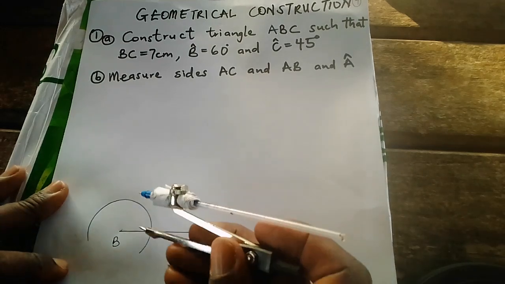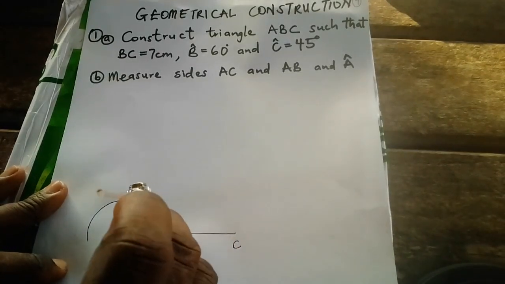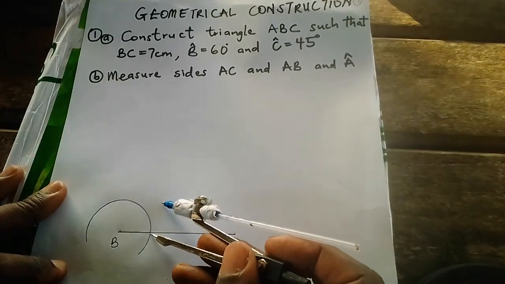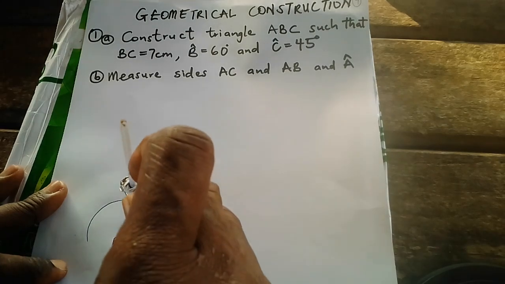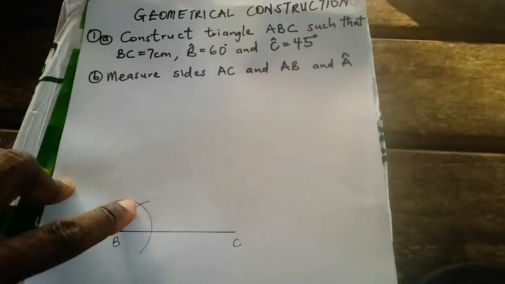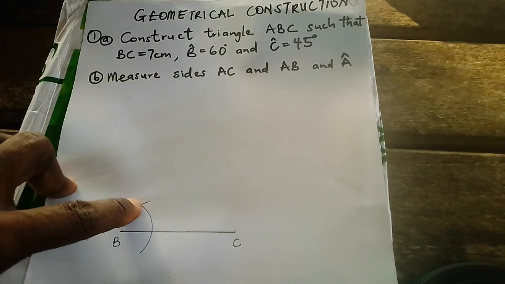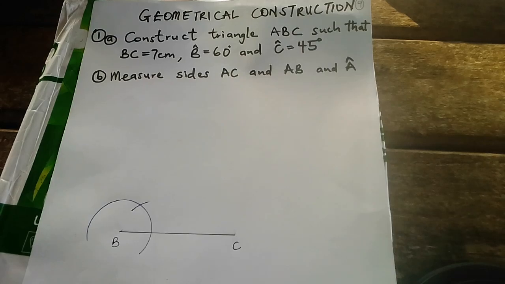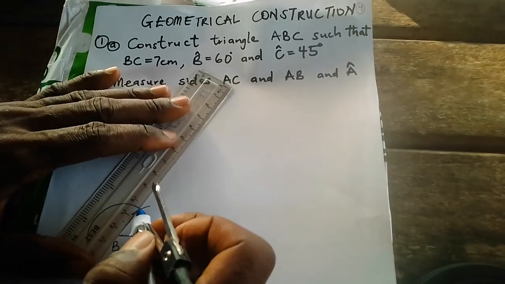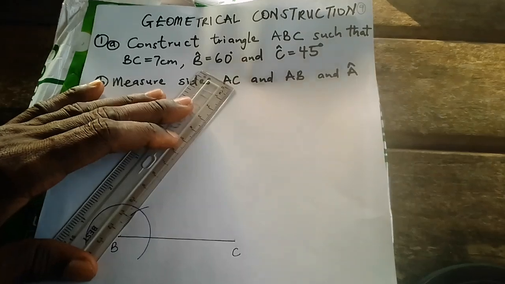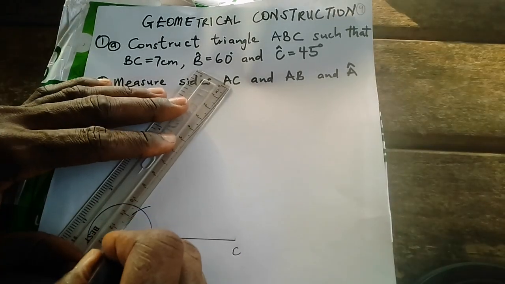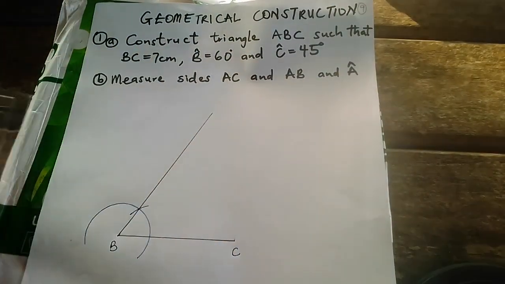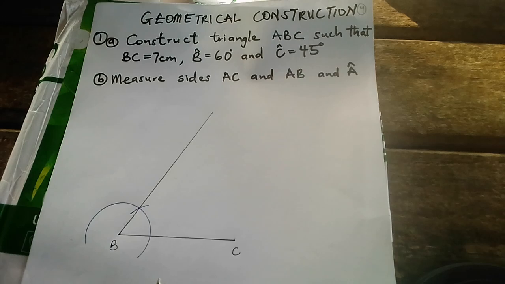Without expanding it, I'll put the pin of the compass at the point of intersection of this line and the curve, then I'll strike an arc here. The point of intersection here, I'm going to join together with the end of the line I've drawn. So this will give me angle 60 degrees.